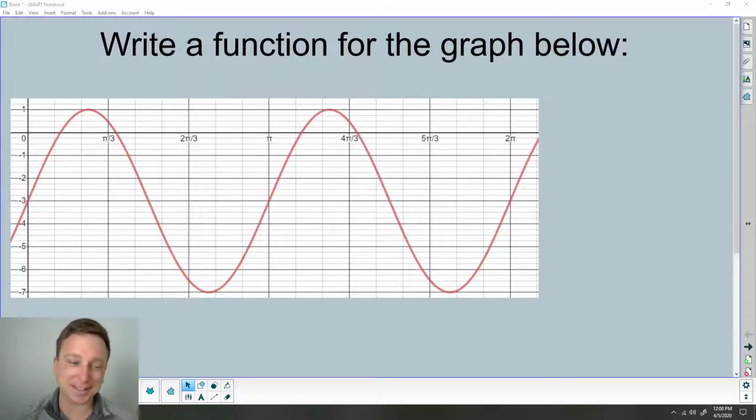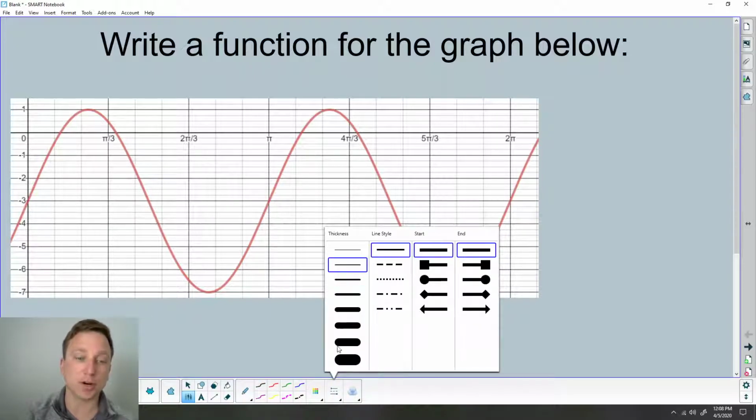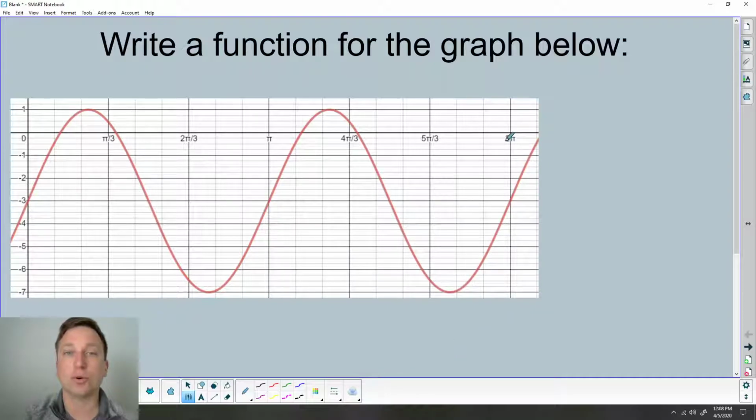Okay, hopefully you paused it there and tried it a little bit. Let's get into it. So the first thing we're going to do is just decide, is this a sine function or is it a cosine function? And the way we do that is we look at where this starts. Since there's no horizontal shift or phase shift to this function, because we haven't covered that this year, we can assume that just identifying the starting point tells us what function it is.